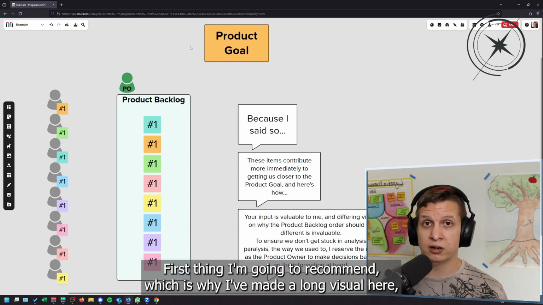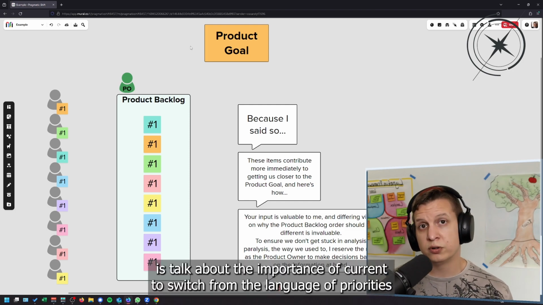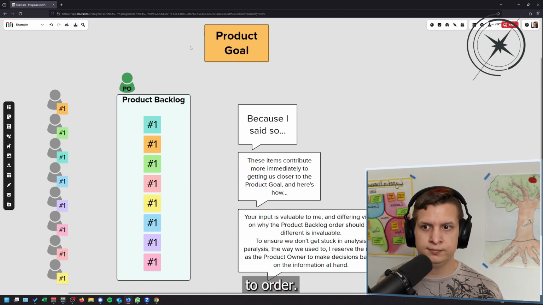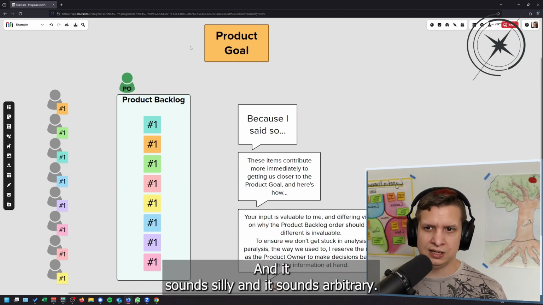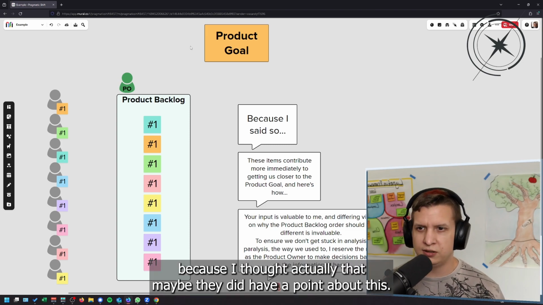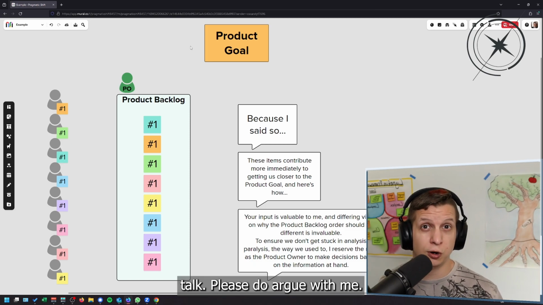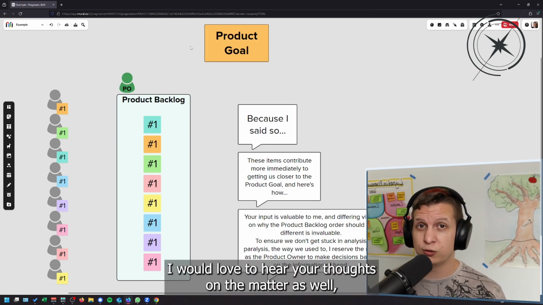Well, the first thing I'm going to recommend, which is why I've made a lot of visuals here, is to talk about the importance of trying to switch from the language of priorities to order. And it sounds silly and it sounds arbitrary, and trust me, I have argued with many other people until I agreed, because I thought maybe they did have a point about this. I'm going to explain that same point of view to you, and hopefully it'll make sense to you too. And if not, please do argue with me. I would love to hear your thoughts on the matter as well.